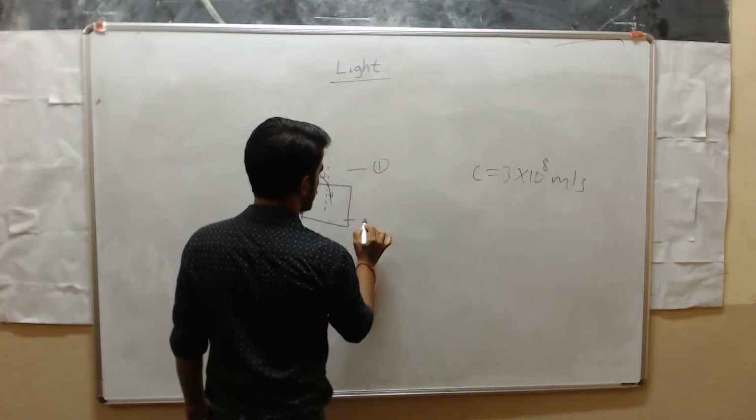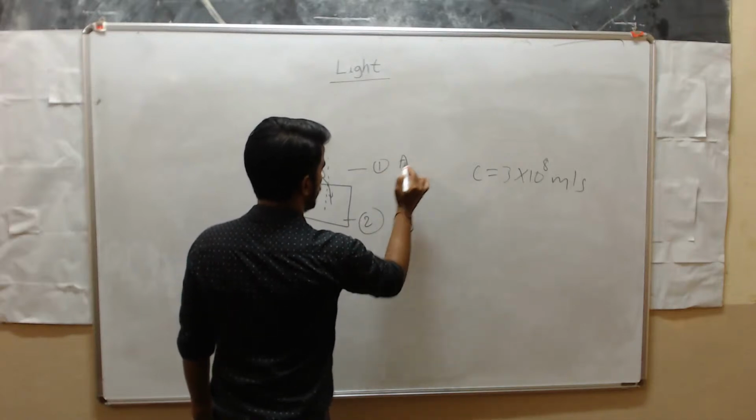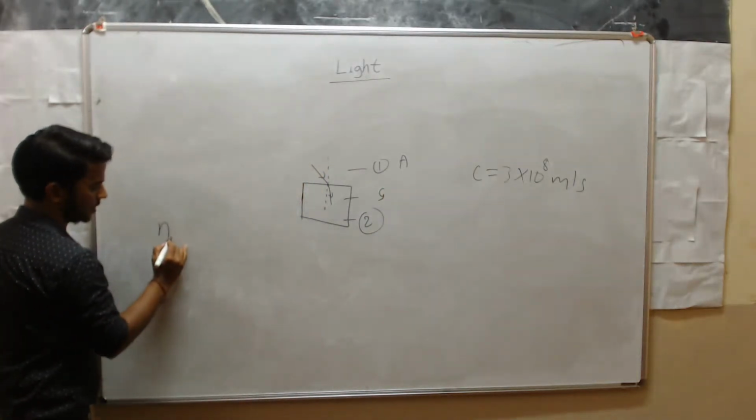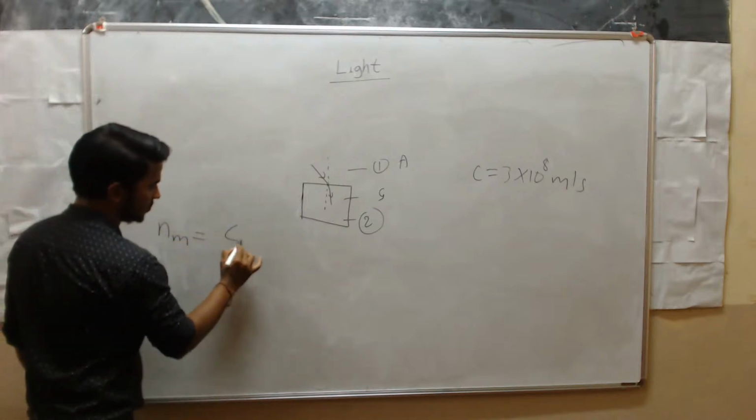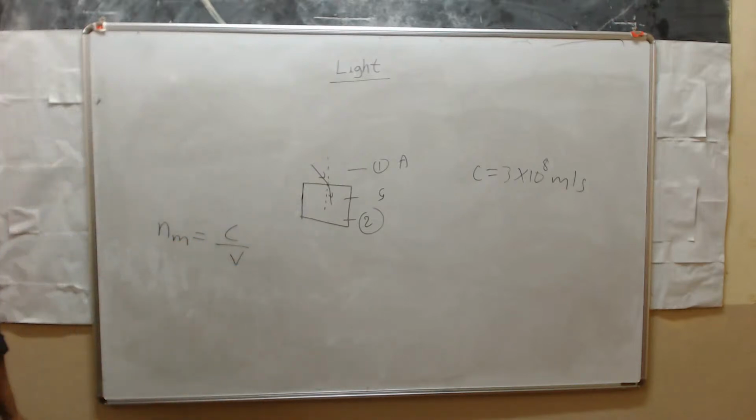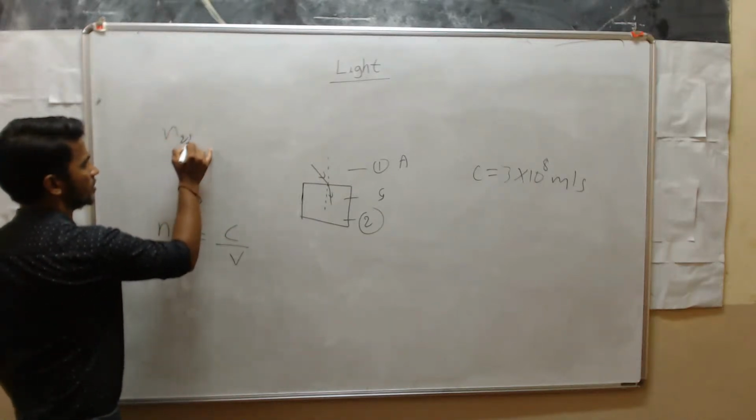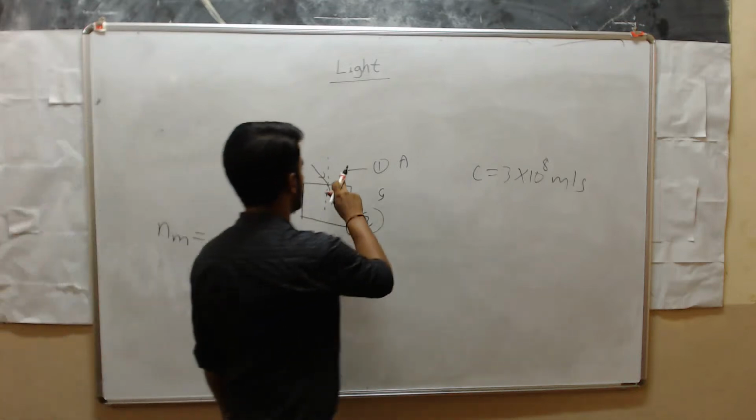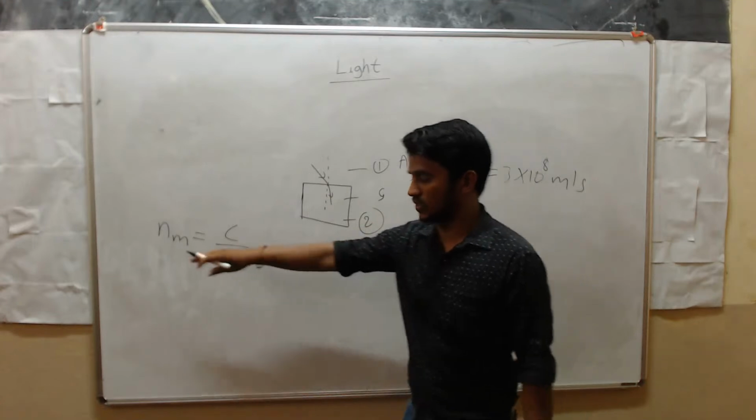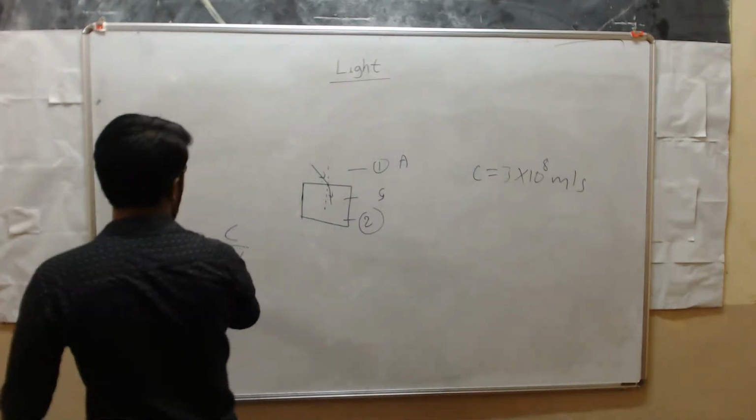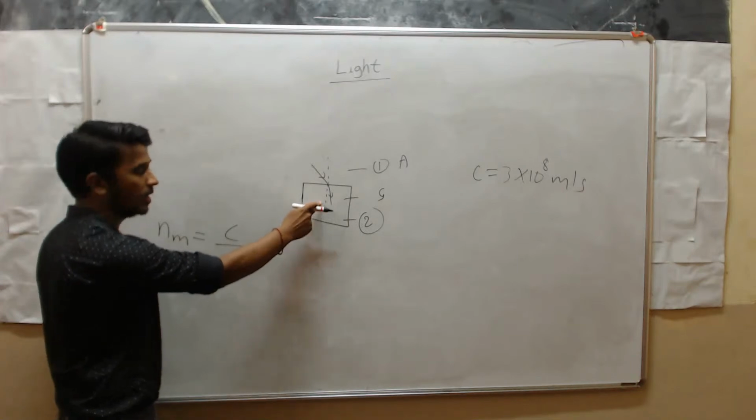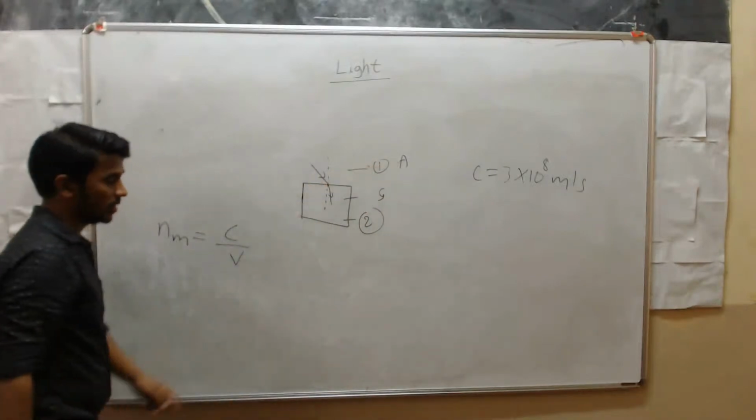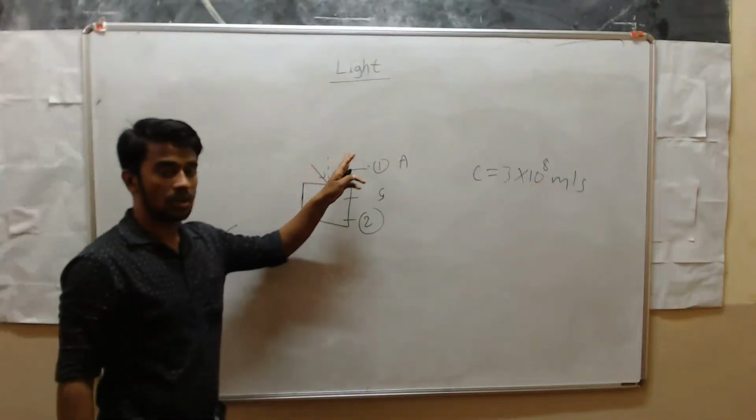This is medium 1, this is medium 2, and this is air or vacuum, this is glass medium. Then we can write the expression Nm equals C by V. You can use this one here also, N21, both are the same. But if one of the mediums is air or vacuum, then we use this formula. Here N means refractive index of the medium, and C means speed of light in air or vacuum.